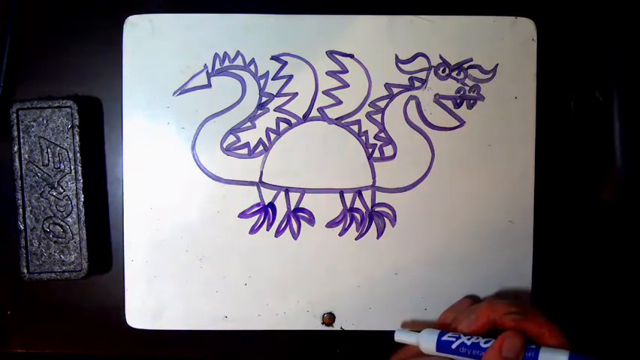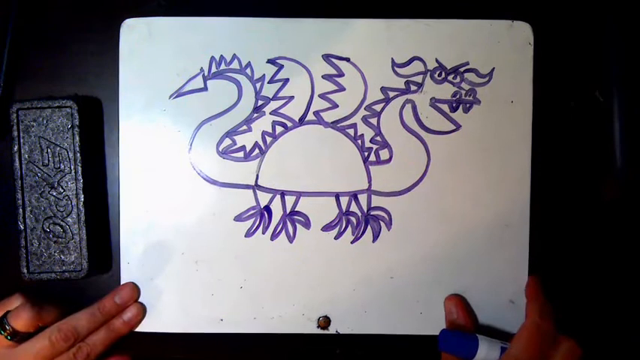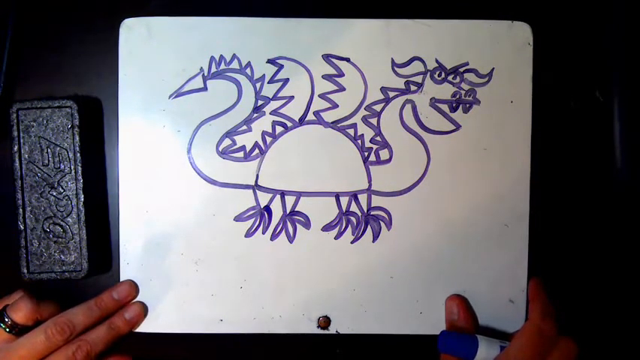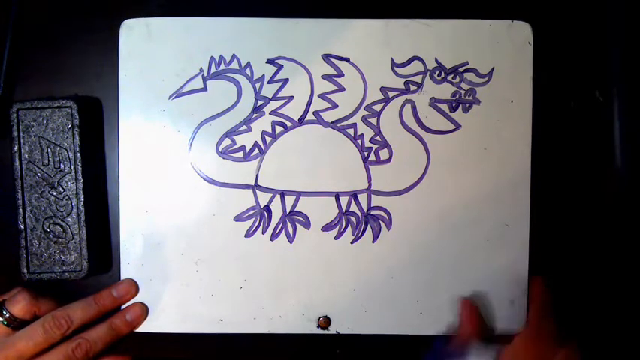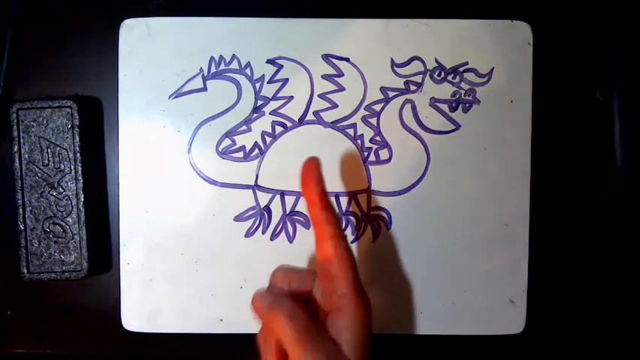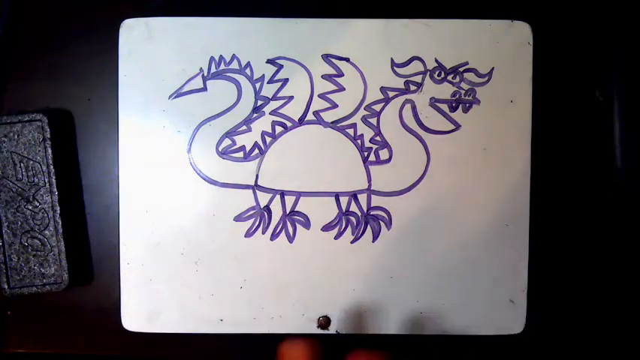Okie dokes. So I'm not quite finished yet. Almost. I like the way he looks, but he needs some fire, I think. He needs some fire, don't you think? Fire-breathing dragon seems appropriate. And before I do the fire, I am going to take my finger, or my eraser, I could. Easier with my finger. And I'm just going to erase some unnecessary lines.